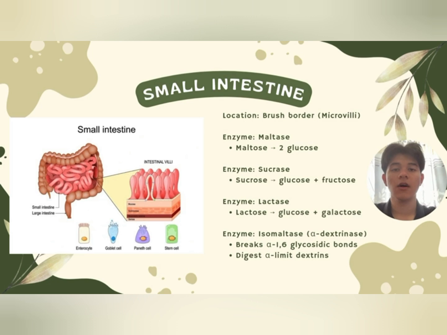Four enzymes will digest the product from the digestion in the duodenum, breaking them down into smaller molecules. The four enzymes will be maltase, sucrase, lactase, and isomaltase. Maltase will digest maltose into 2 glucose. Sucrase will digest sucrose into glucose and fructose. Lactase will digest lactose into glucose and galactose, while isomaltase will break down the alpha-1,6 glycosidic bond on alpha-limit dextrins and further digest it into glucose.